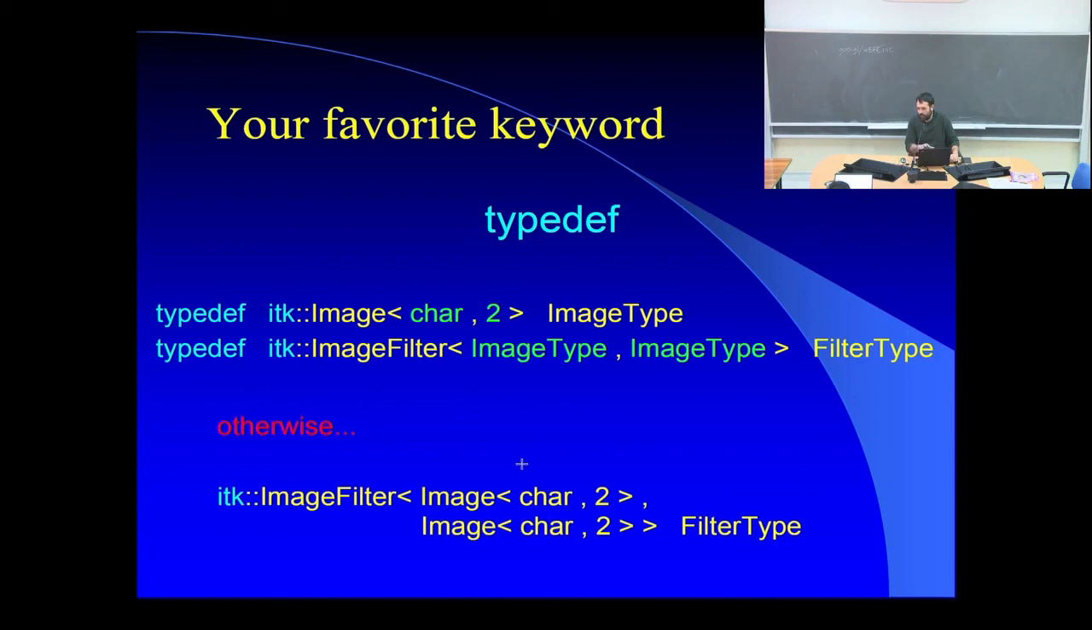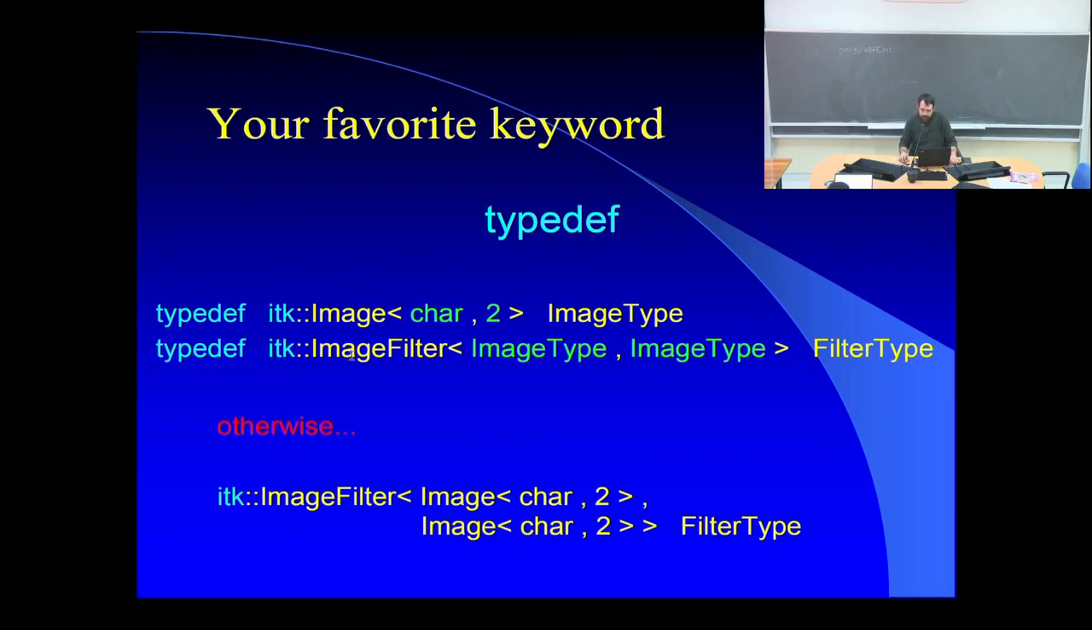By the way, those slides are from the ITK tutorials, okay? But I think there's no need to redo them because they're very, very well explained, okay? And they say something which is very true, which is that your favorite keyword will be typedef, okay? In the sense that you're going to see it everywhere in ITK. We already saw the Hello World example where we were saying typedef itk::Image char 2, image type. Okay?